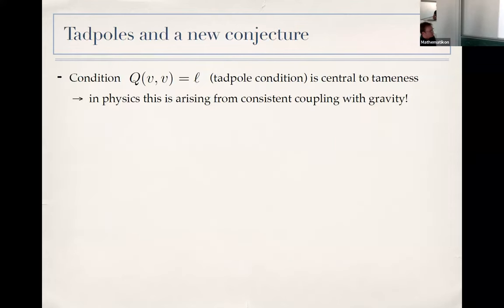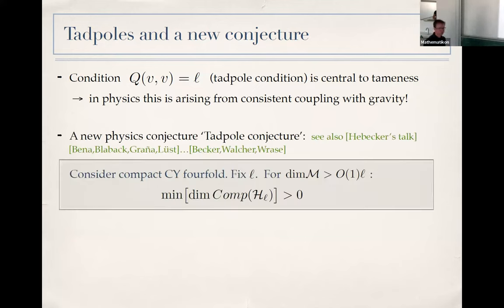Anyway, I wanted to quickly mention the tadpole conjecture, but I want to be brief on this. A new conjecture, which is very concrete, is this tadpole conjecture. I told you that in all of these theorems there is this constraint on the self-intersection of this integral class. In fact, this arises from consistent coupling to gravity. If you have a non-compact space, you don't have to impose it. Now the tadpole conjecture in the weakest form essentially says that if I fix such a self-intersection L, and I make the dimension of my space larger than this L, then the dimension of the Hodge locus should be bigger than zero. That is a very weak statement of this tadpole conjecture.